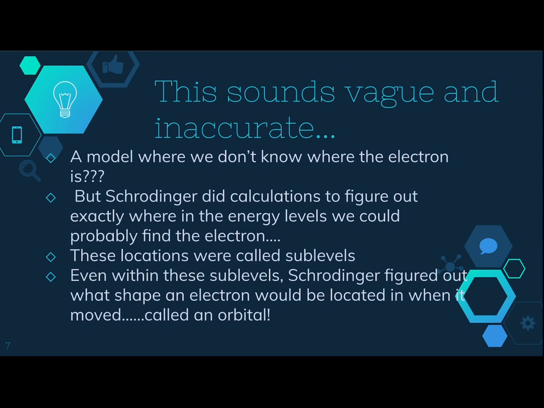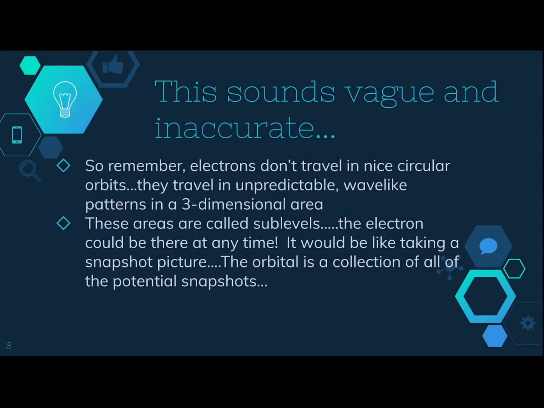That sounds kind of vague, a model where we don't actually know where the electron is, but Schrödinger did calculations to figure out exactly where in the energy levels we could probably find the electron. Those are called sublevels. Those should sound familiar. Even within these sublevels, Schrödinger figured out what shape an electron would be located in when it moved. This is called an orbital. So orbitals are kind of like the shape of the path of the electron.